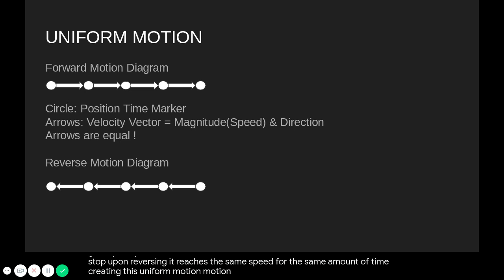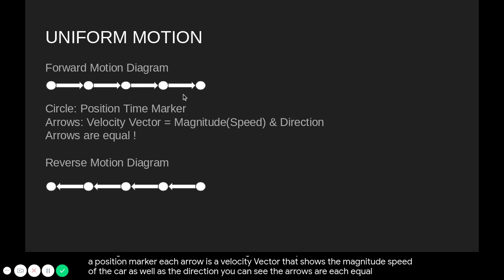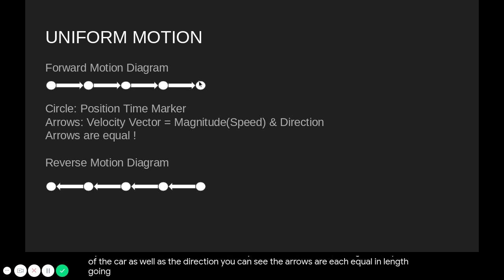The motion diagram here represents the car. Each circle is a position marker. Each arrow is a velocity vector that shows the magnitude or speed of the car as well as the direction. You can see the arrows are each equal in length, going forward for this time span as well as going in reverse. This means the toy car exhibited uniform motion.